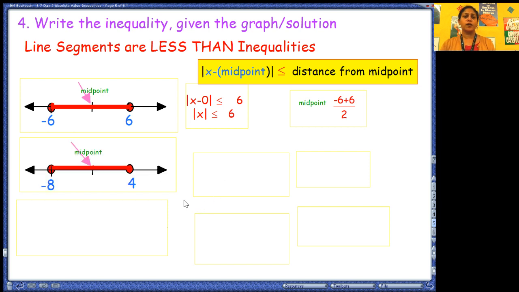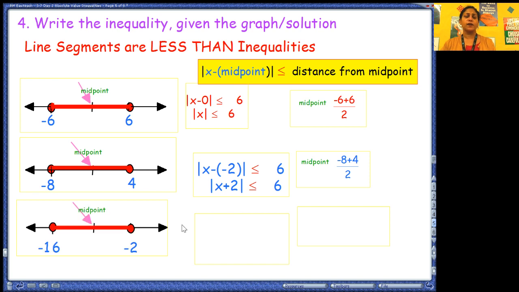In the next one, you're given a line segment between -8 and +4. You find the midpoint by adding the two numbers and averaging it out. And you know this is less than because it's a line segment. And you're going to do x minus the midpoint, which is -2, is less than or equal to 6, because -2 is 6 units from either side. And then you're going to simplify the parentheses, and that's your answer.